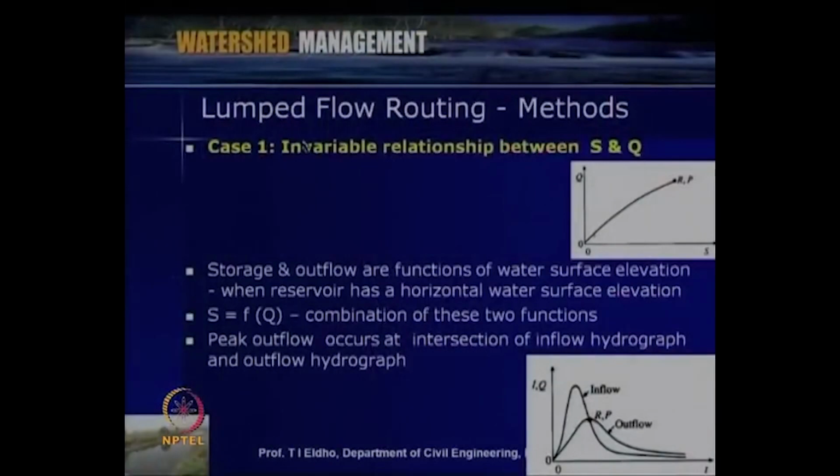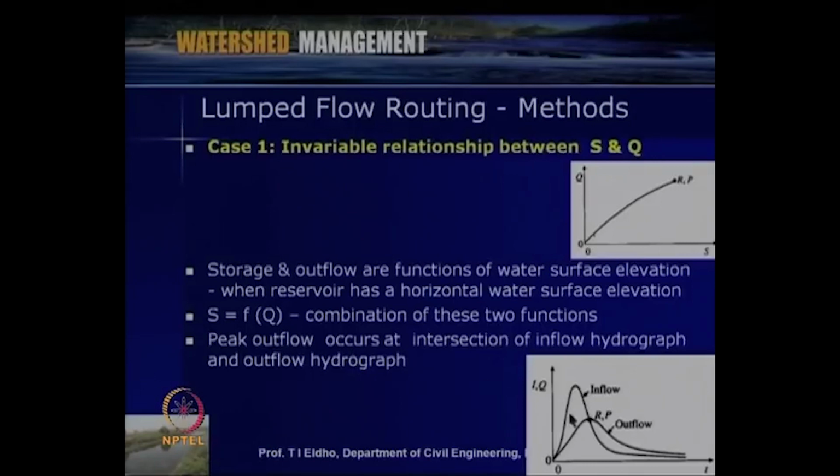So, that way this lumped flow routing we can consider in two methods. First method is case 1, we consider an invariable relationship between the storage and outflow, S and Q. So, here it is an invariable relationship. So, like storage versus outflow, Q versus S, we can put like this, and based upon that we can get a relationship. Second relationship, storage and outflow are functions of water surface elevation when the reservoir has a horizontal water surface elevation. So, S can be written as a function of Q or a combination of these two functions.